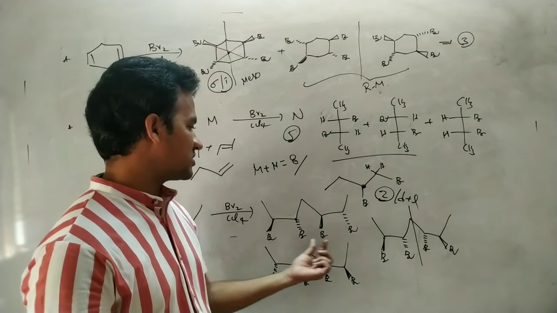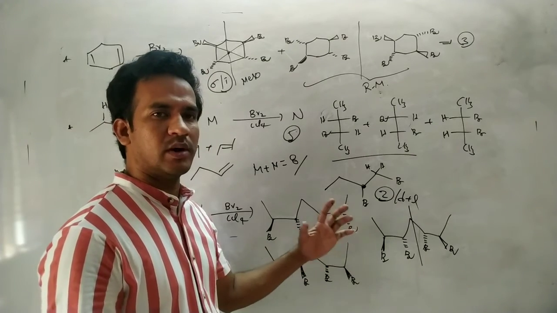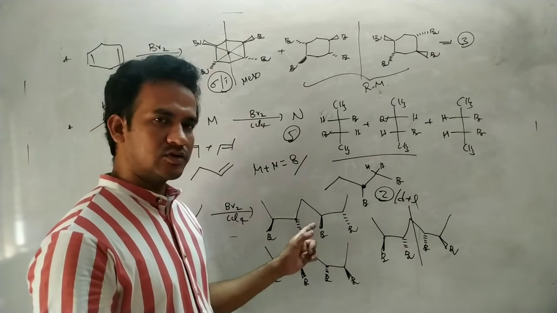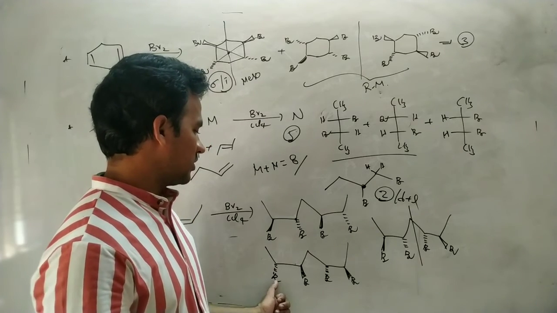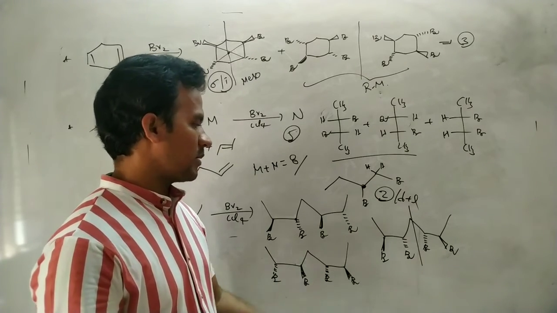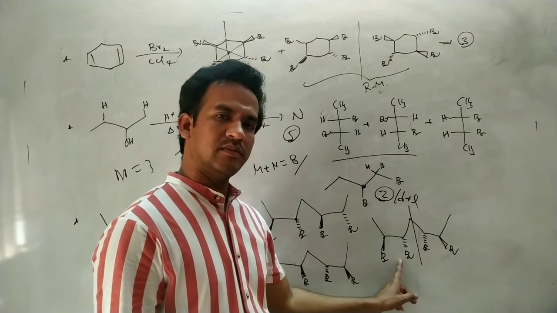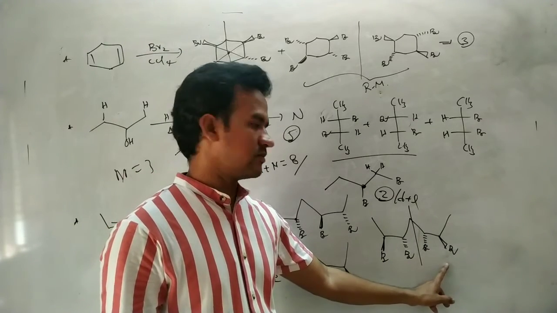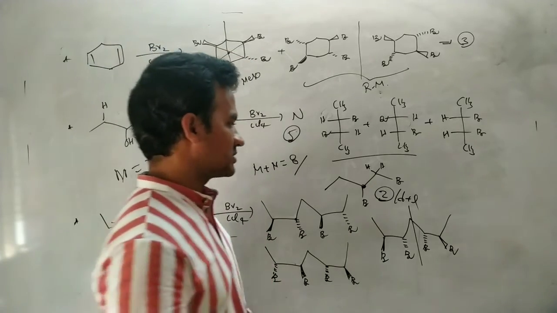So here trans addition, trans addition. Above the plane, here below the plane, above the plane, below the plane, the same fashion. It is optically active, so we can have its mirror image. So here below the plane, above the plane, below the plane, above the plane. Now in this case, above the plane, below the plane, here below the plane, above the plane. That means here there is a plane of symmetry. Of course we can take it like this also.